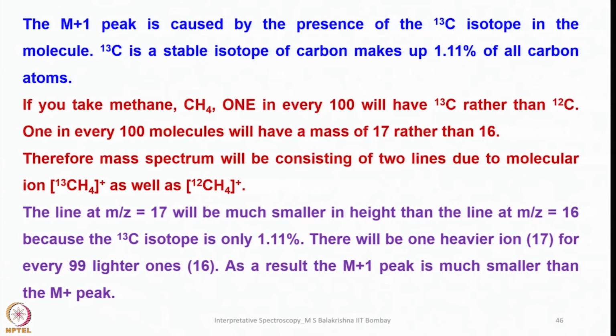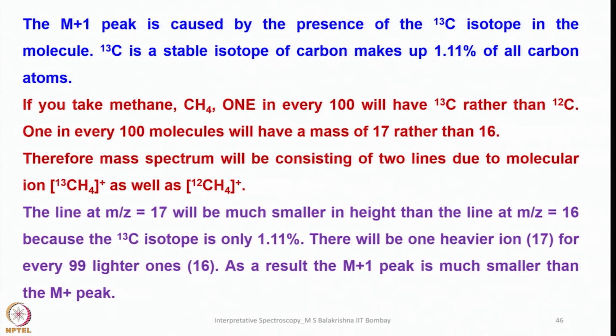Now let's try to understand a little bit more about these isotopes and their influence on the unit peak and shifting that one to M+1 or M+2. The M+1 peak is caused by the presence of the 13C isotope in the molecule. 13C is a stable isotope of carbon and makes up 1.11% of all carbon atoms. That means if we have 100 molecules, out of those 100 molecules one molecule will have 13C, whereas the others will be 12C.